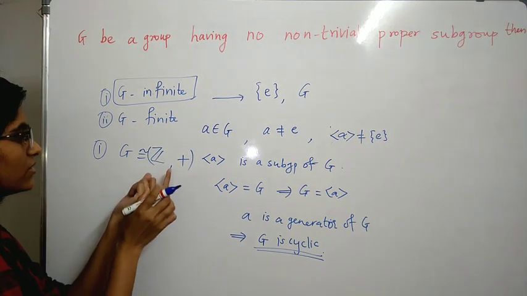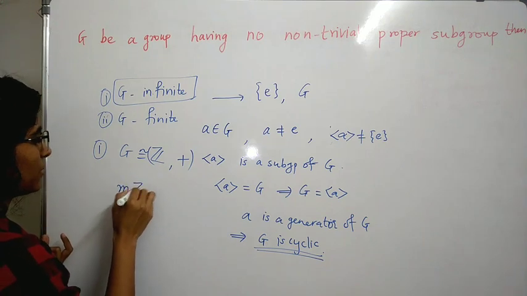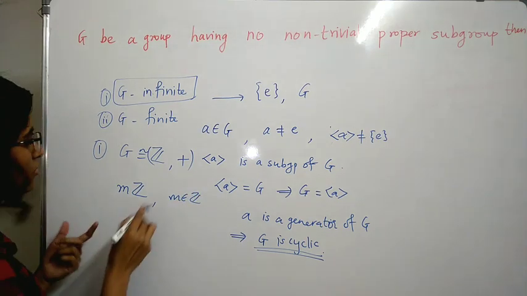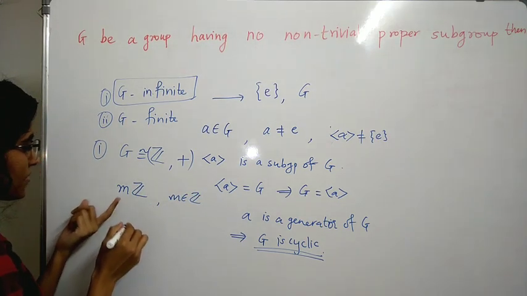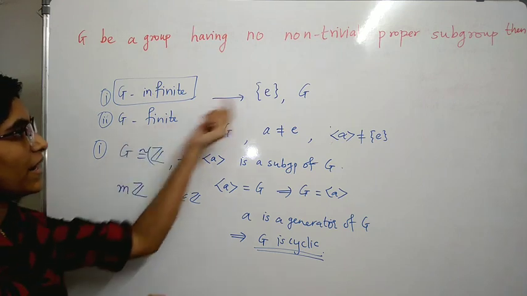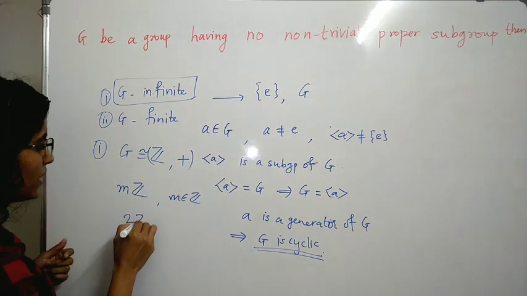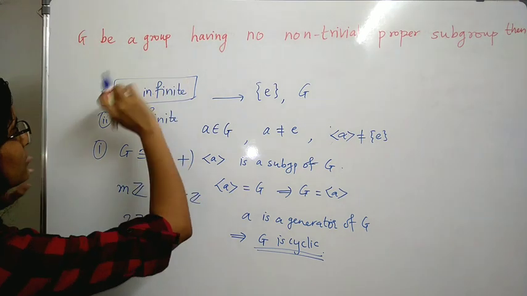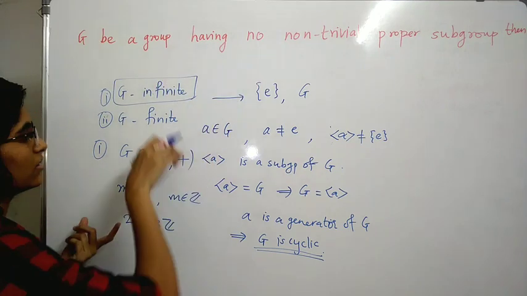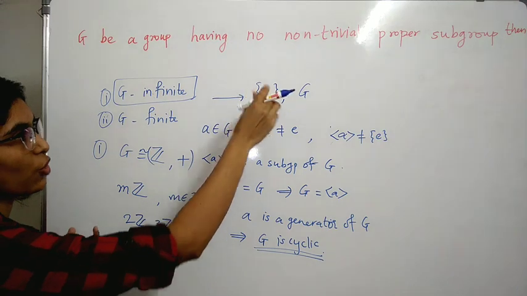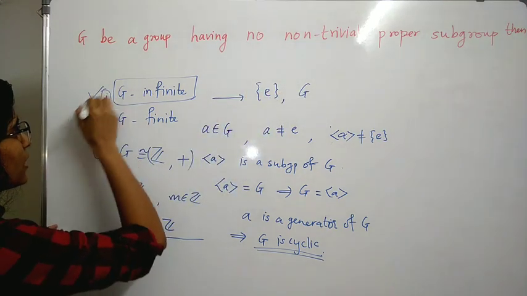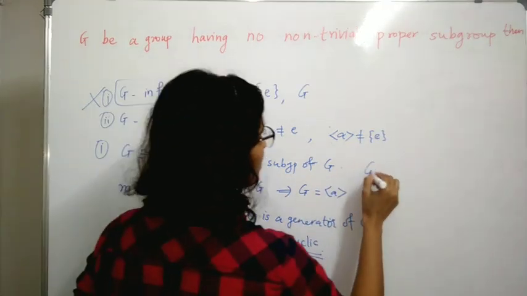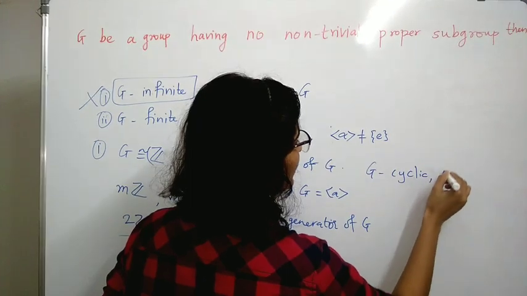Now we know that this group has subgroups MZ for all M in Z. So there are subgroups of this group different from identity and G itself, for example 2Z, 3Z. So here this condition is not true, because G has non-trivial proper subgroups. So G cannot be infinite. So G must be finite. So G is a cyclic group and it is finite.